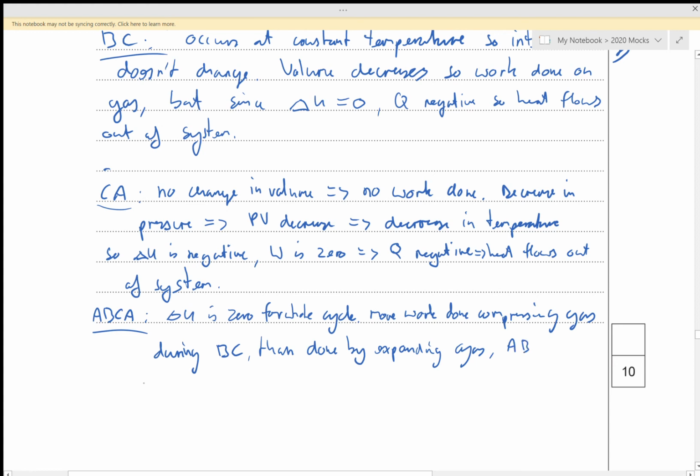Therefore, Q is negative and heat must flow out of the system.